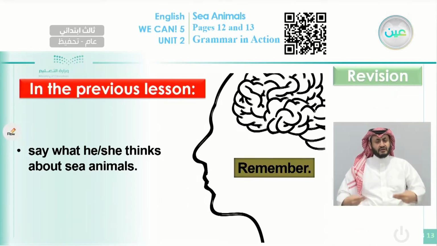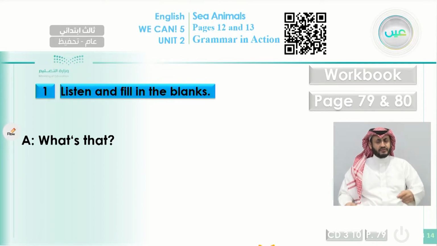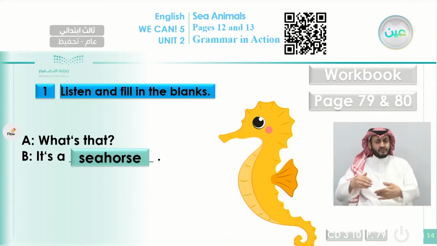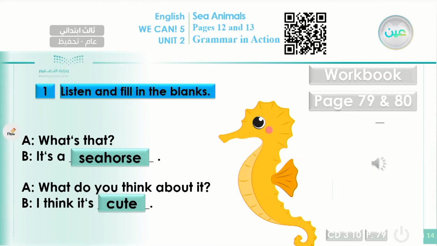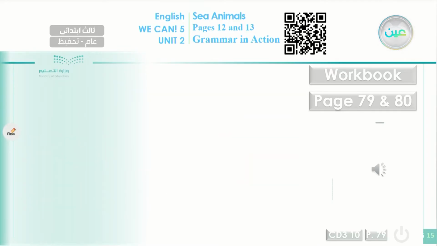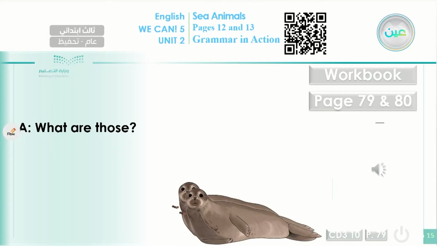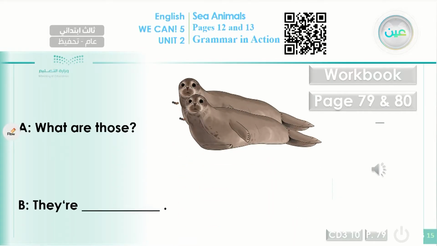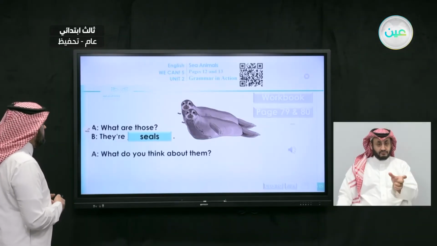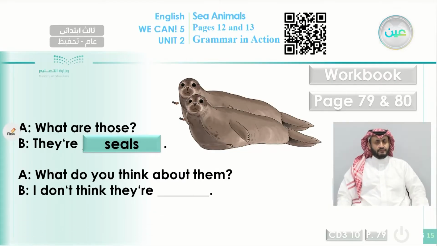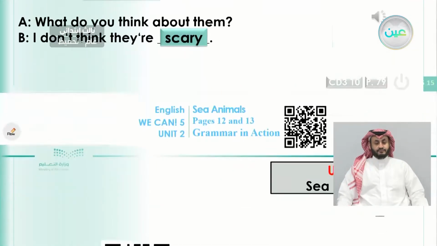Okay, and also we studied in the previous lesson how to say what he or she thinks about animals. As you can see here, what is that? Okay, it is a seahorse. What do you think about it? You can describe it as cute as well. It is cute. Okay, now we move to 2 more questions. What are those? Now we're talking about plural, more than one, so we say are. And when we talk about these 2 animals, we call them seals. Okay, what do you think about them? Now we're asking about opinion. You can say, I don't think they are scary. Okay, this is an opinion.